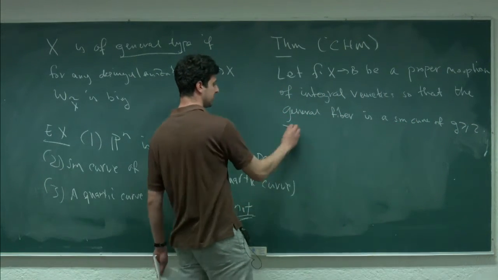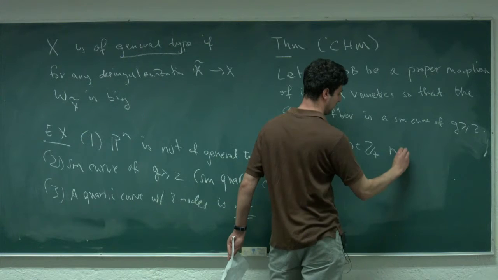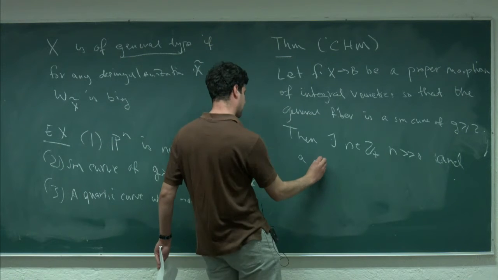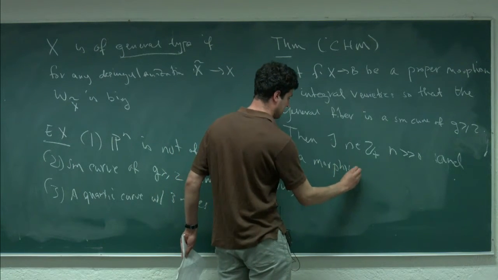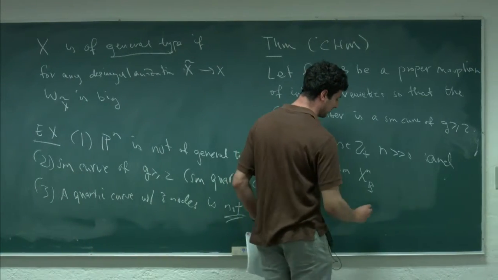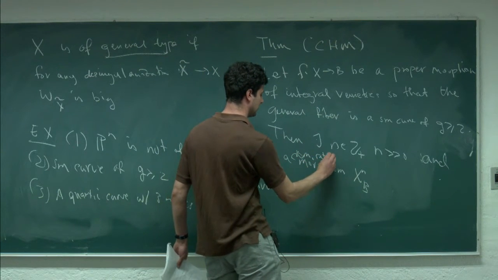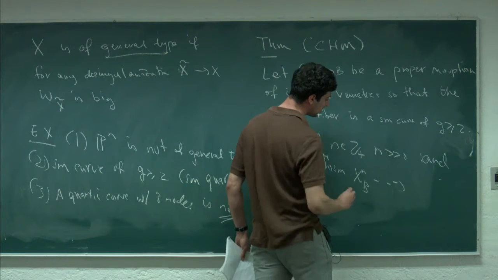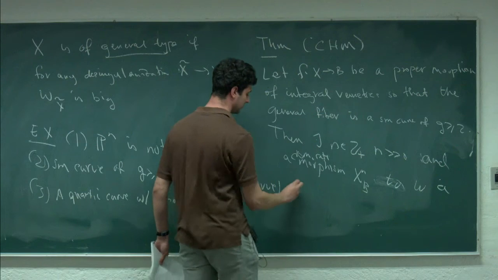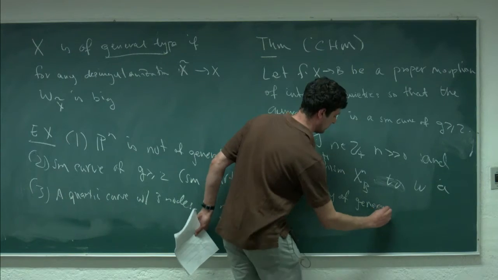Then there exists some n, sufficiently large, an integer, and a morphism from the nth fiber product of X with itself, so I'll say what that means in a moment. Okay, so I should say it's a dominant rational morphism to W, a variety of general type.